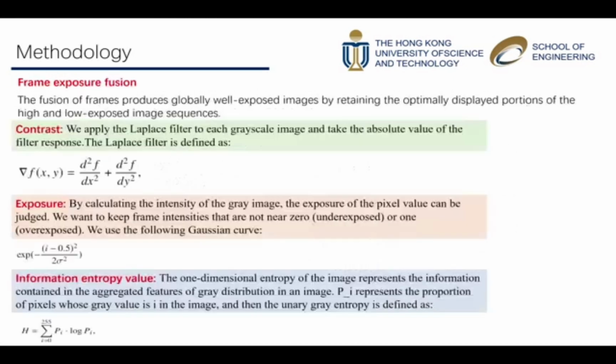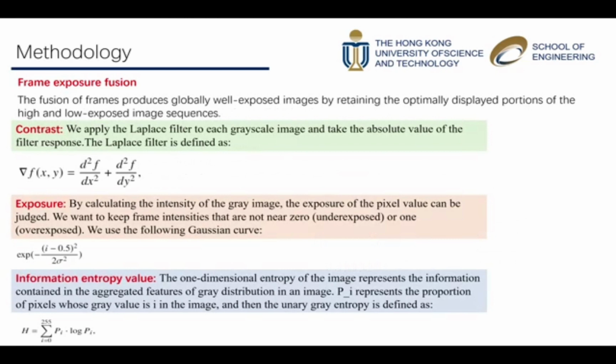Okay, and we used three criteria to select the best brightness level for the two images. We used the contrast, exposure and information entropy values to generate the final images.